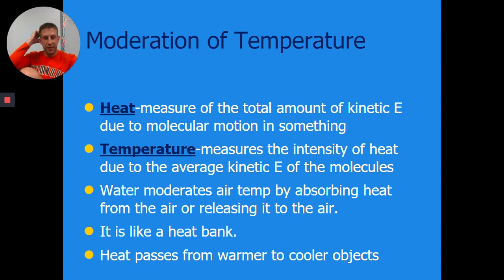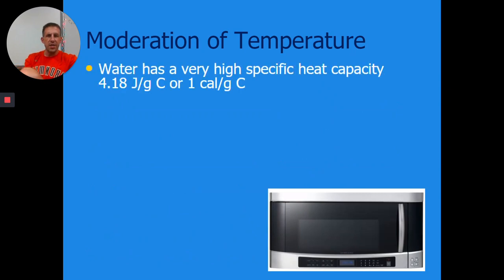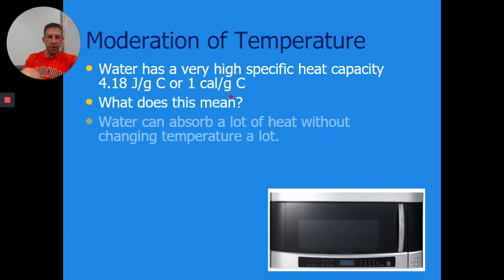I think that's going to be an important thing to understand once we start to work our way through how ice and things like that work. All right. So water has what's known as a very high specific heat capacity. And this is the number associated with it: 4.18 joules per gram per degree Celsius, or 1 calorie per gram per degree Celsius. That basically tells us how much heat water can absorb and still change a certain amount of temperature.